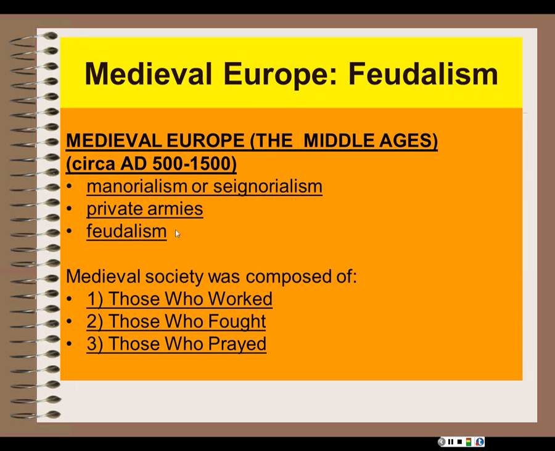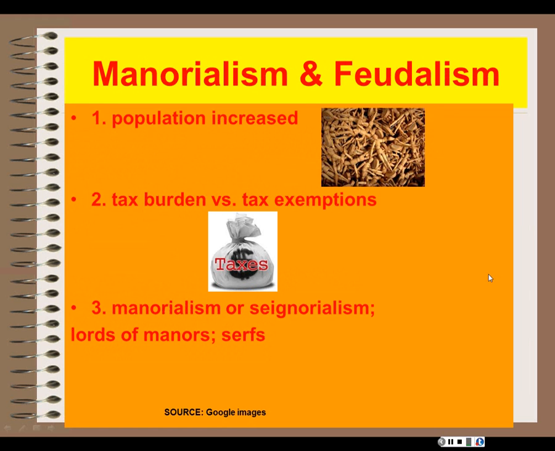Manorialism is an economic system. And it's an economic system of small manors. And then private armies, so many of these little principalities, manors, had their own private armies. And once they started having their own private armies, we were into the military and political equivalent of economic manorialism, which we called feudalism. The medieval society was composed of those who worked, those who fought, those who prayed. So how does manorialism and feudalism happen?